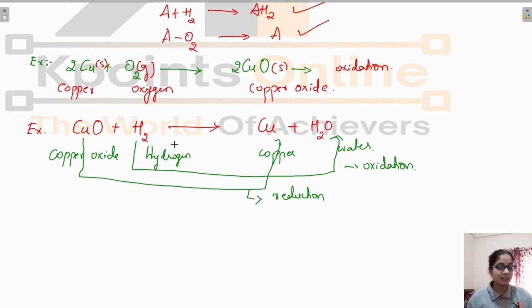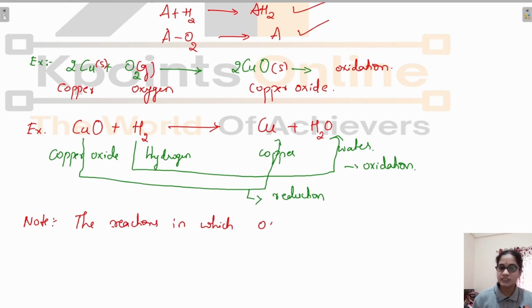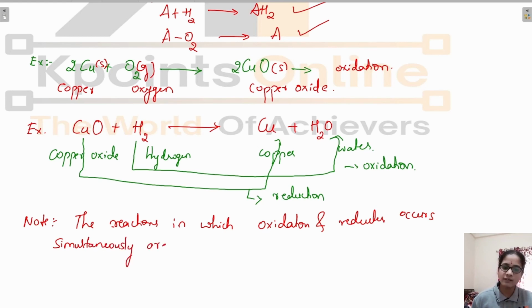Hydrogen. Yes. And one more important thing here is that the element or compound which is reducing another element is called the reducing agent. Here hydrogen is reducing copper oxide, so hydrogen is called the reducing agent, and copper oxide is oxidizing hydrogen, so it is called the oxidizing agent. It is simple. If it oxidizes, it is called an oxidizing agent. If it reduces, it is called a reducing agent. So the reactions in which oxidation and reduction occur simultaneously, in a single reaction itself, are called redox reactions.